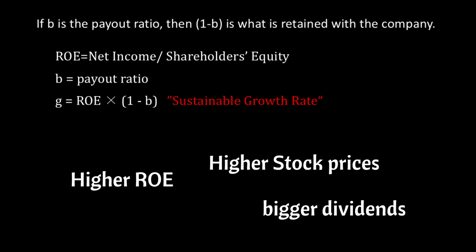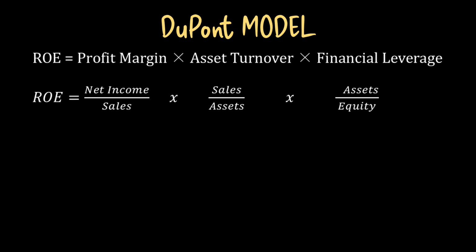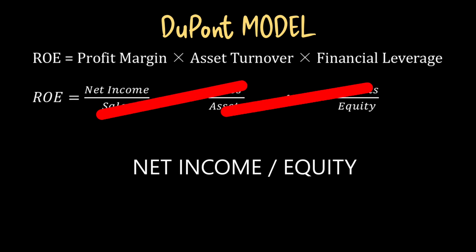So a quick discussion on ROE analysis is in order, through the DuPont model. Don't worry, this is actually quite easy. We can think of ROE as profit margin times asset turnover times financial leverage. In terms of the ratios, ROE is equal to net income over sales, times sales over assets, times assets over equity. Notice how the terms just cancel each other out, leaving us with net income over equity, as originally stated.